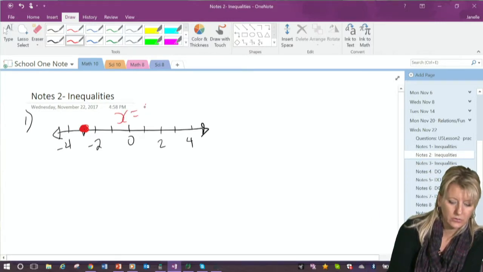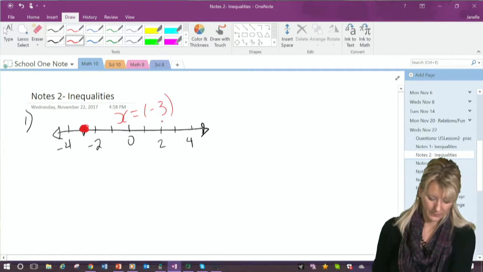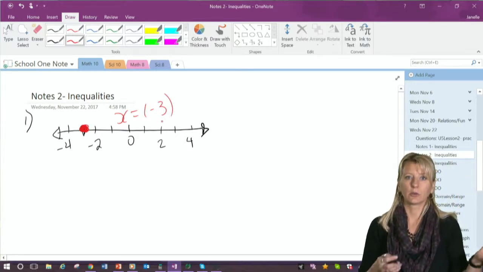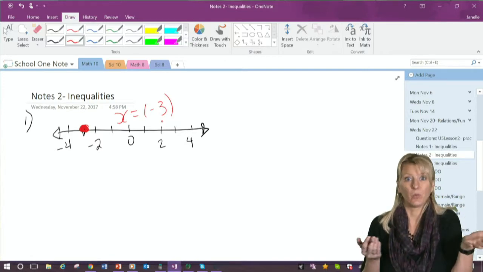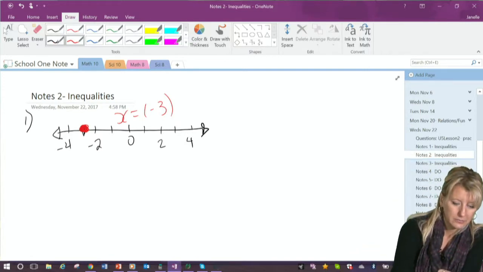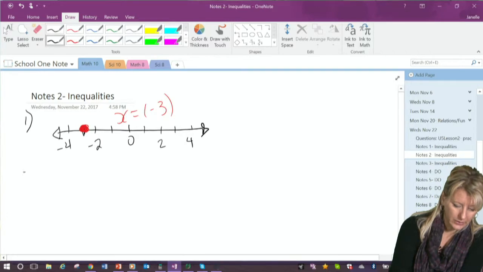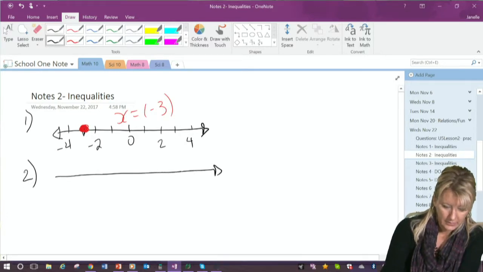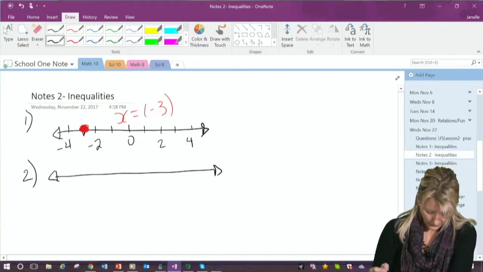X equals -3. Okay, so sometimes you're going to get a number line asking for the domain or range, and it's going to be literally 1 point on it. Okay, we're going to do another number line. You're going to be drawing a few number lines here, guys. You're going to get really good at it.